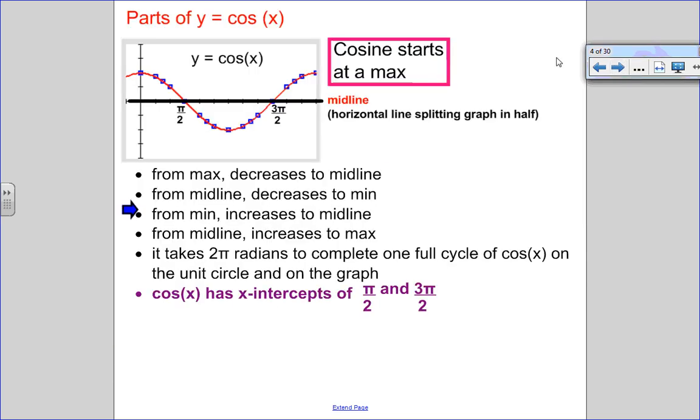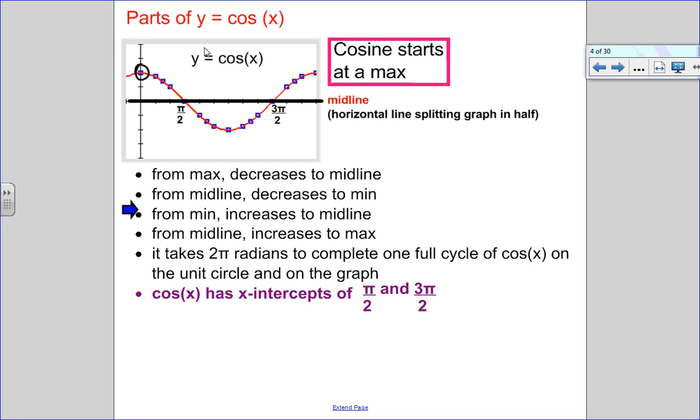A couple of things that we need to notice. First of all, the starting point. This is really important and it will come into play a little later. Cosine starts at a maximum. Since it's the highest point, obviously from that point it's going to go down. So you can see it starts at the maximum.